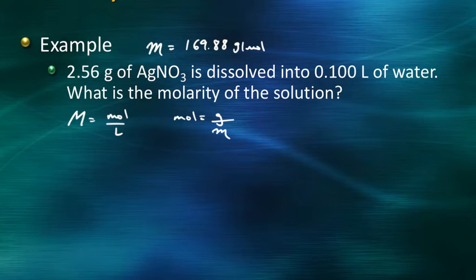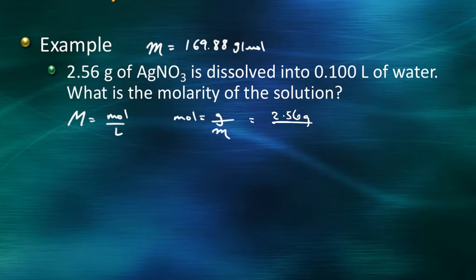We'll do one more together here, and then we'll have you try one. So this says 2.56 grams of silver nitrate, AgNO3, is dissolved into 0.100 liters of water. What is the molarity of the solution? So ultimately, I'm trying to find my molarity, which means I'll do moles divided by the volume in liters. We're given liters, we need to calculate moles. So let's first do the equation over here and plug in the numbers.